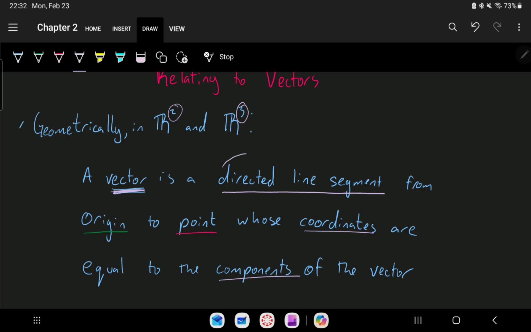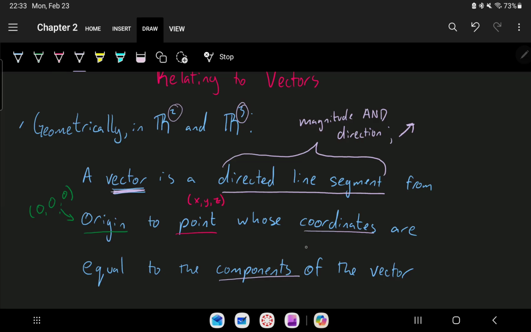So directed line segment: we've already mentioned that vectors are magnitude and direction. In other words, they're an arrow, right? They're pointing somewhere. And where are they pointing? Well, they're going to start at the origin, 0, 0. If we're in R3, it would be 3 zeros. And it's going to extend to some point x, y, z.